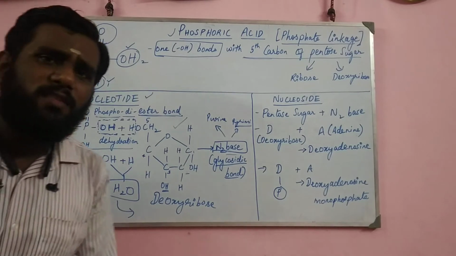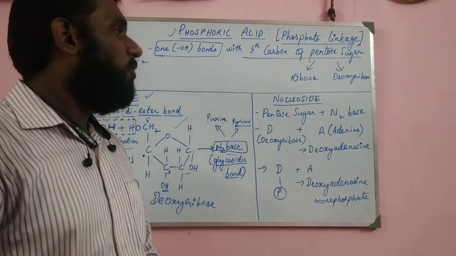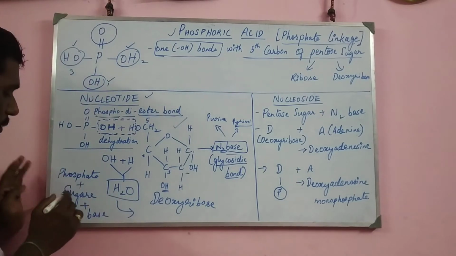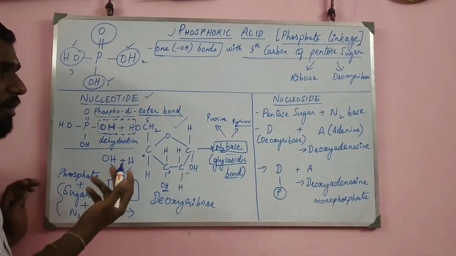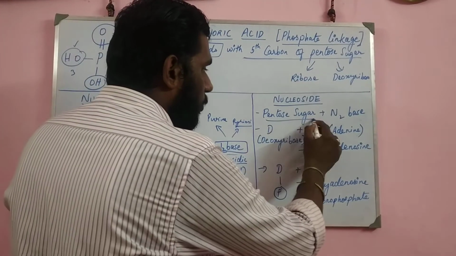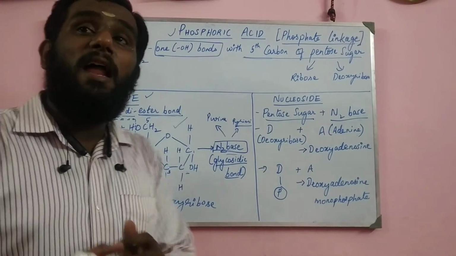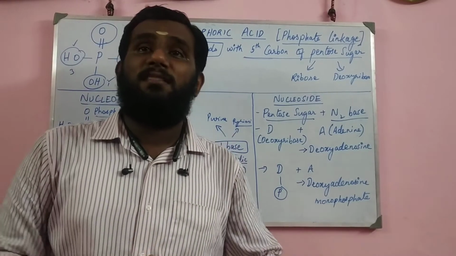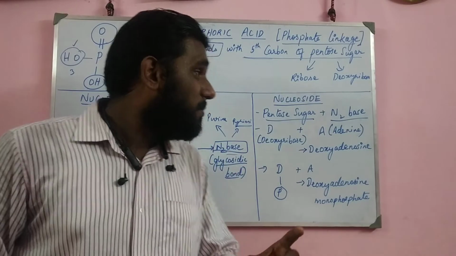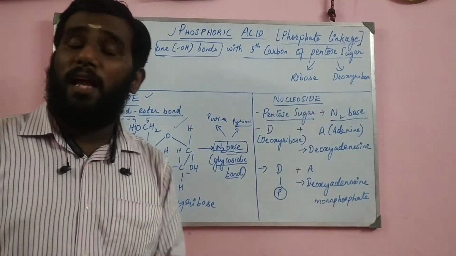Then what is a nucleoside? We'll come to that. If you take a nucleoside, if you just remove this phosphate, what else is present? The sugar is present, the nitrogenous base is present. If you remove the phosphoric acid, if only a pentose sugar and the nitrogenous base alone is there, then you call it a nucleoside. So a nucleoside basically consists of only a pentose sugar and a nitrogenous base.